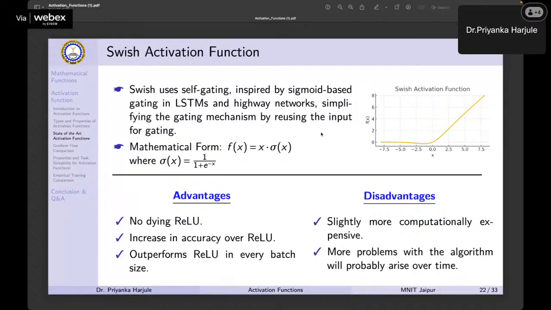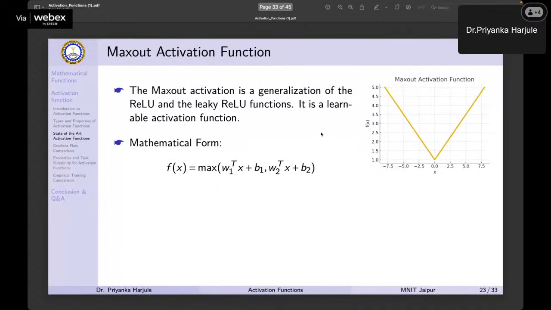So for positive inputs, Swish behaves like a ReLU. For negative inputs, it reduces the value instead of dropping it like ReLU. So this allows for some gradient flow at least. So this was about the Swish activation.